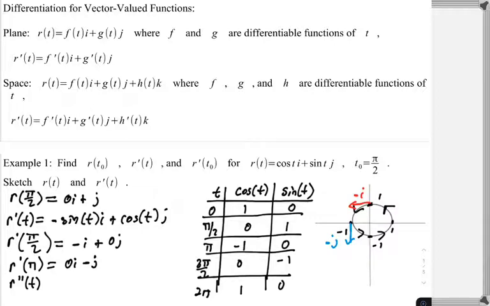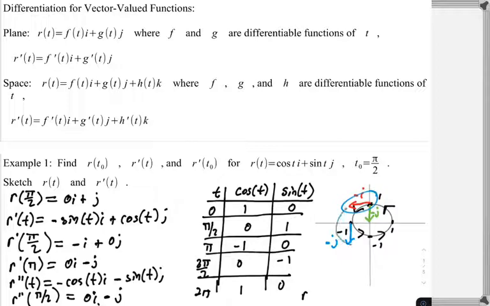I know it didn't ask for the second derivative, but let's find the second derivative, which is negative cosine of t i, and then minus sine of t j. And we're going to find the second derivative at these 2 points. So r double prime at pi over 2 is going to be equal to 0i and then minus j. And so remember, second derivative is your acceleration, so our acceleration is towards the center of the circle. And then later on, that'll kind of tell us ultimately where it's going to be turning. So it's going to be turning towards the center.